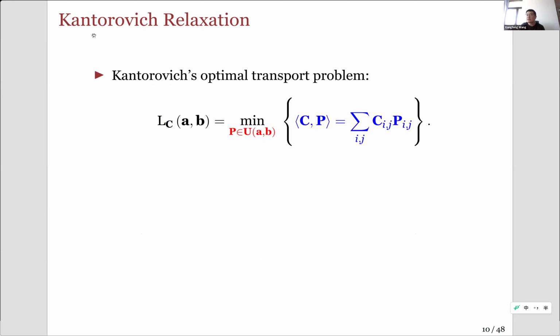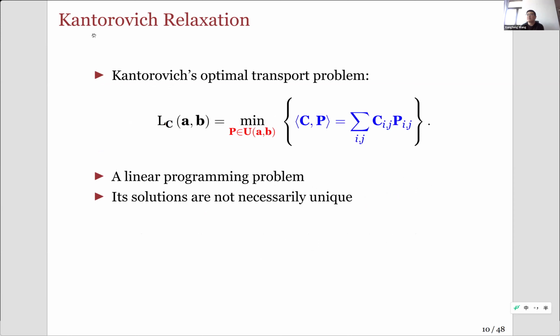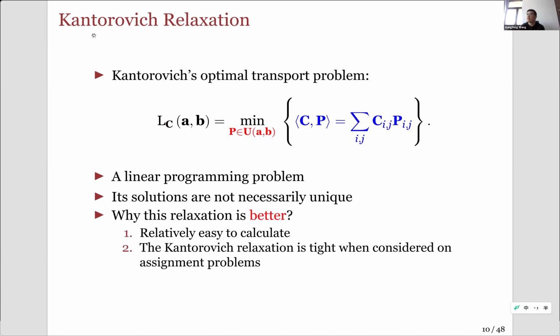Why is this relaxation so powerful? It first transforms the problem into a linear programming problem, which is convex and much easier to solve computationally than the original problem. It's also more flexible in comparison between distributions with different numbers of points or different total masses, though typically normalized. And crucial for problems like the assignment problem, where a Monge solution exists, the Kantorovich relaxation is tight. Its optimal solution corresponds to the Monge solution.